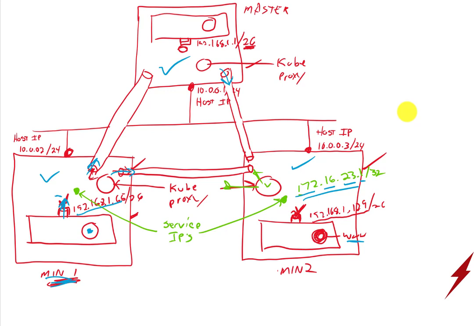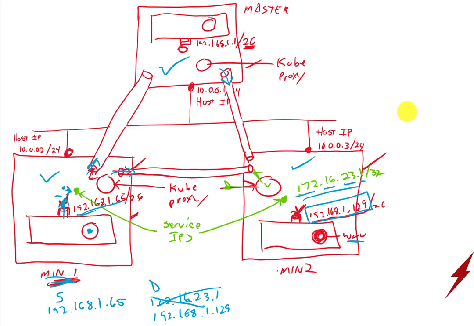It's going to do a destination NAT. So what that does is, the web request was leaving this guy with the source of 192.168.1.65, and its destination was going to be 172.16.23.1. When it hits this iptables rule, it's going to do a destination NAT. It's actually going to replace this with the destination pod's IP address, 192.168.1.129.